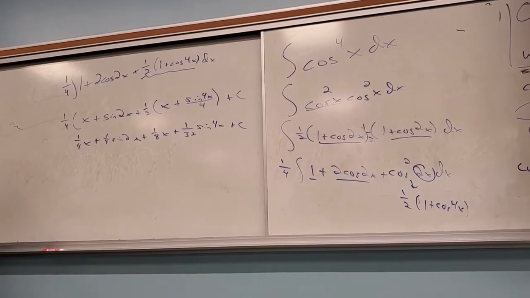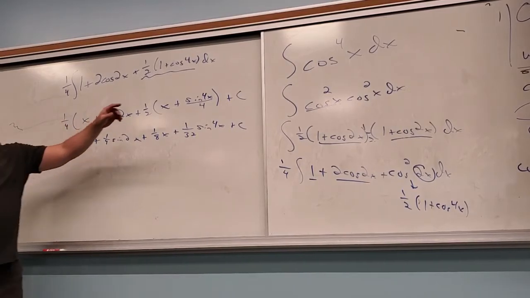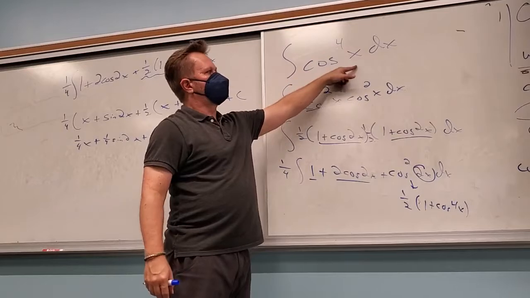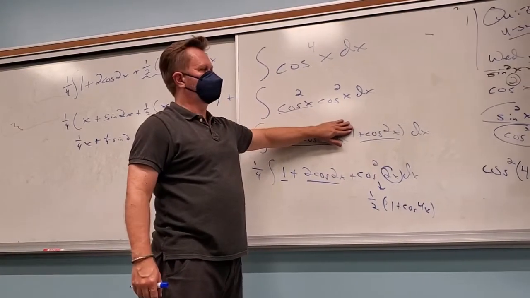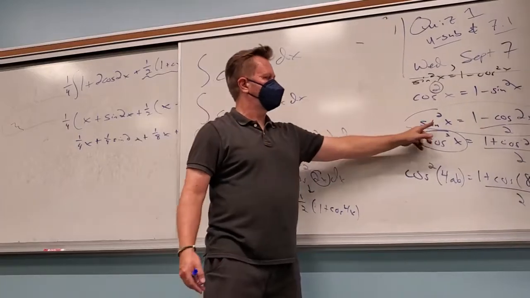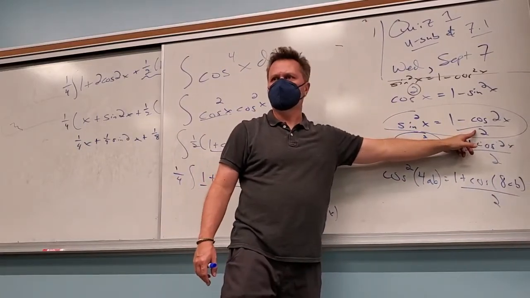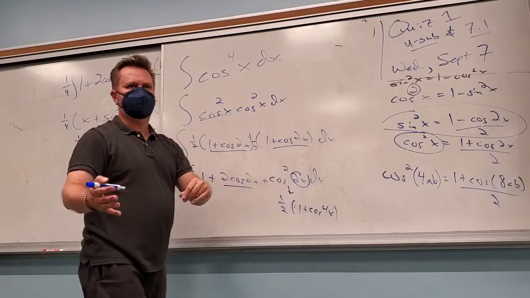Okay, so what if the problem would have been sine to the 4th x? You would have done everything we did, except you would have just used this. Basically, it would have looked very similar.